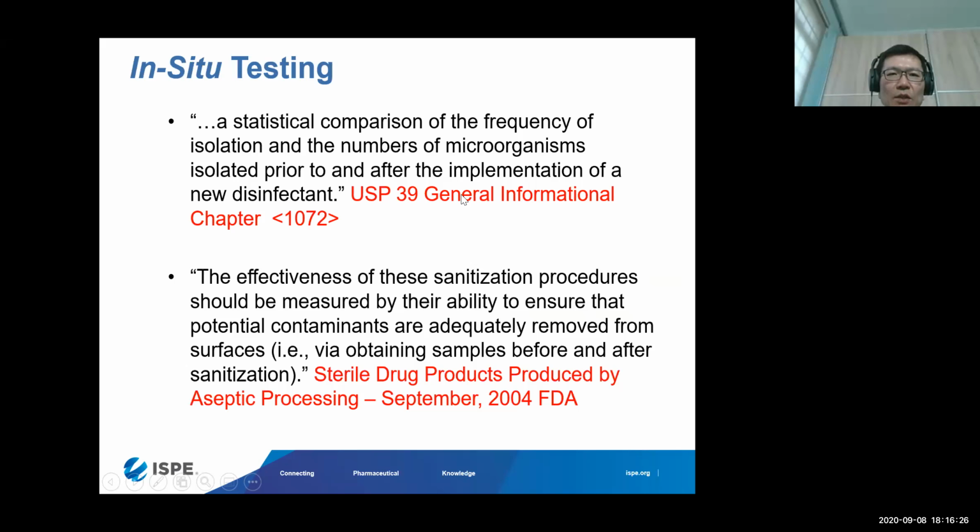Next is the in-situ testing. After you pass your coupon testing, you use your chemical disinfectant in your clean room. USP 1072 says that you need to have a comparison of the isolations and the number of microorganisms isolated before and after implementation of a new disinfectant. And if you look at the FDA 2004 guidance document, the effectiveness of sanitization procedures can be demonstrated by obtaining samples before and after the sanitization.